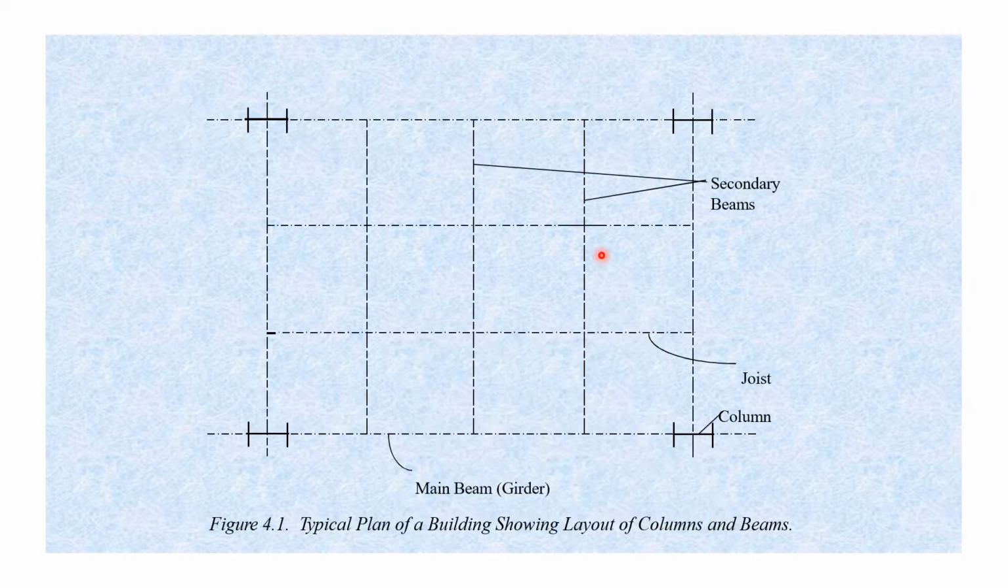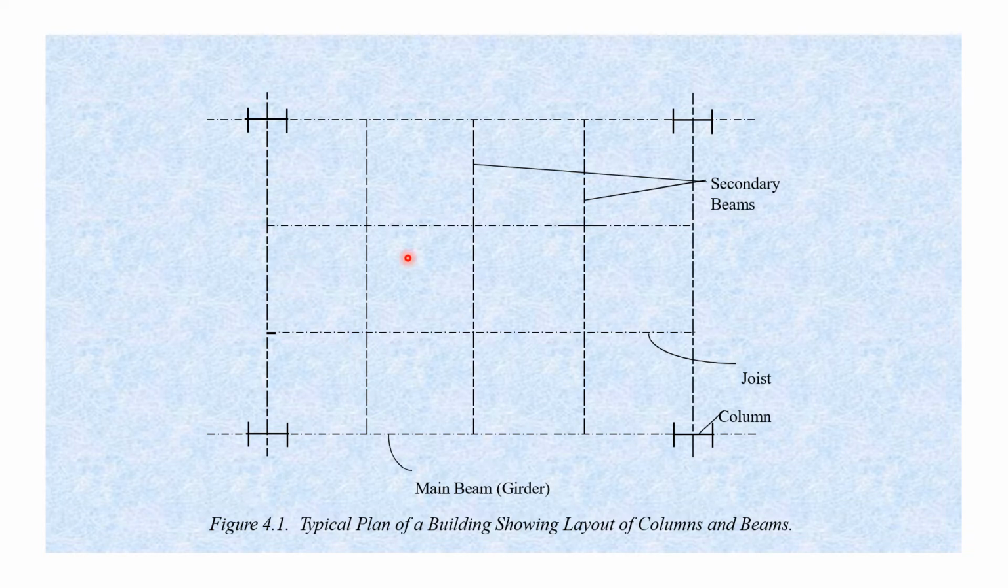Here is an overview of the plan of a steel building. Here you are seeing 4 columns, I-shaped columns, and the lines connecting the columns are beams. These are main beams that are running above the columns. So these are main beams, and the main beams are also called girders. And the beams which connect one main beam to another main beam are secondary beams.